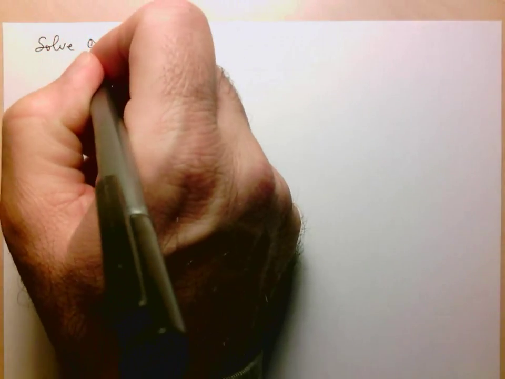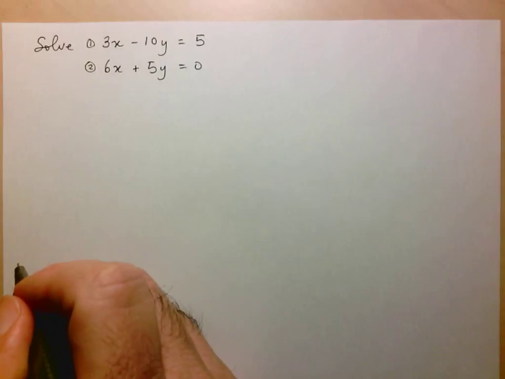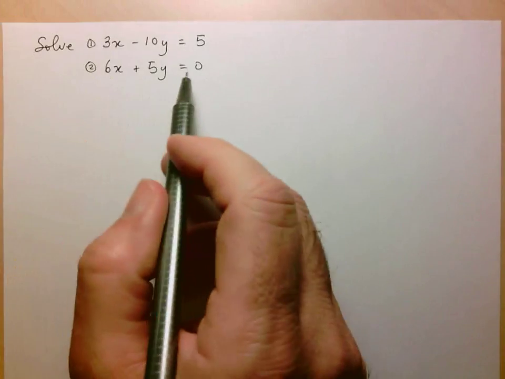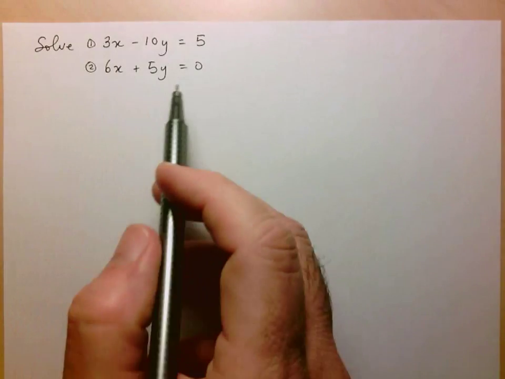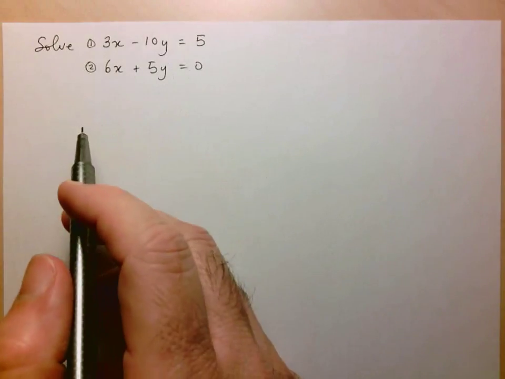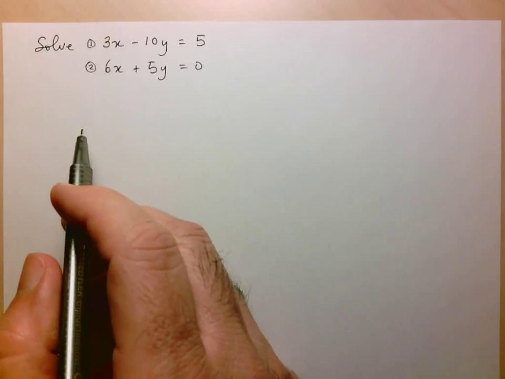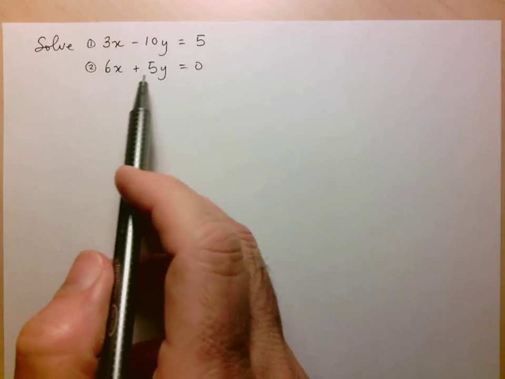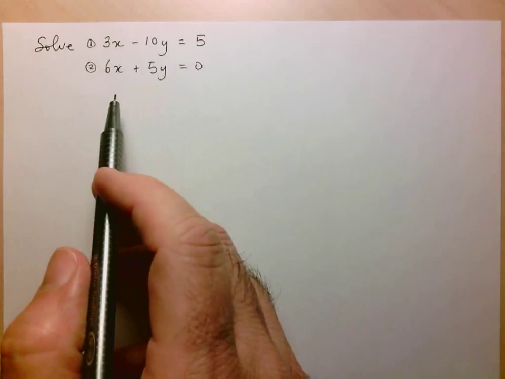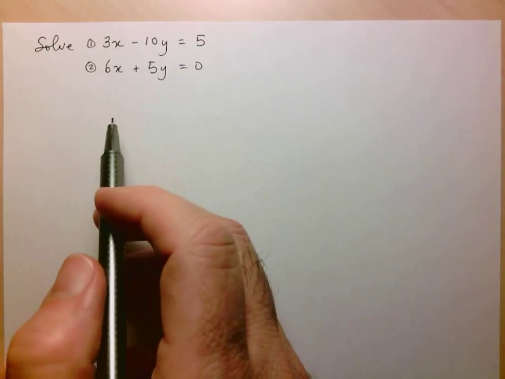So first of all, let me label these equations, equation 1, equation 2. Okay, I'm going to choose equation 2 here because I've got this 0 on the right hand side, so at least I don't have to worry about that extra number hanging around. So here I've got to decide whether I'm going to isolate the x or the y. Since I isolated x last time, let me isolate the y.